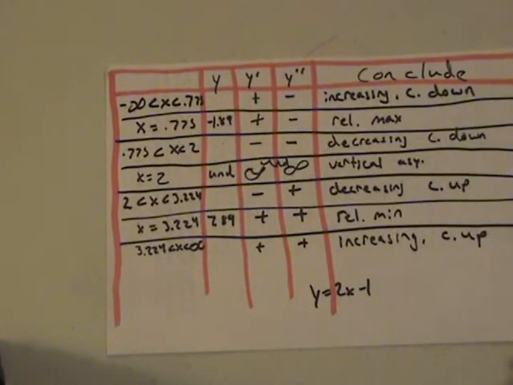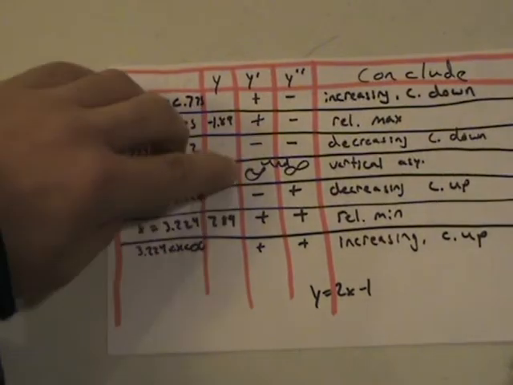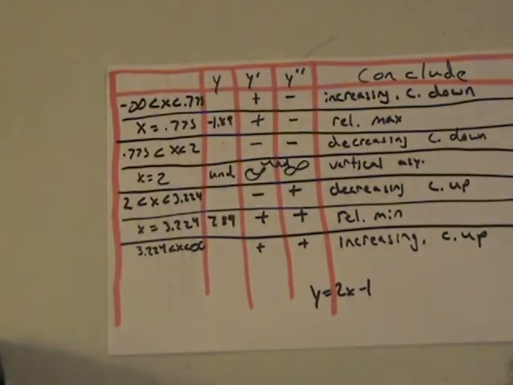And then in between that 0.7 and 2, both the second derivatives are negative, which shows it's decreasing and concave down. Then at 2, it's undefined. That's our vertical asymptote. We already know it is, so we don't really have to write much in there. I just wrote infinity because we know they're just going off all crazy.